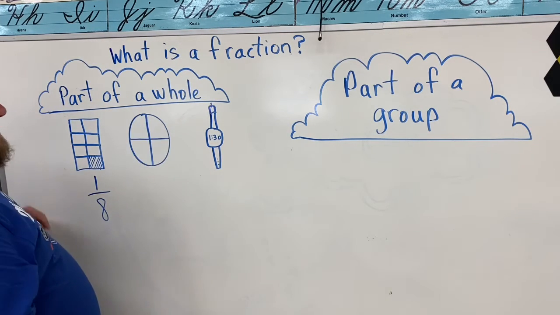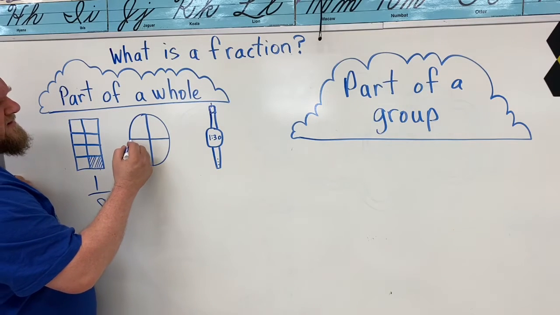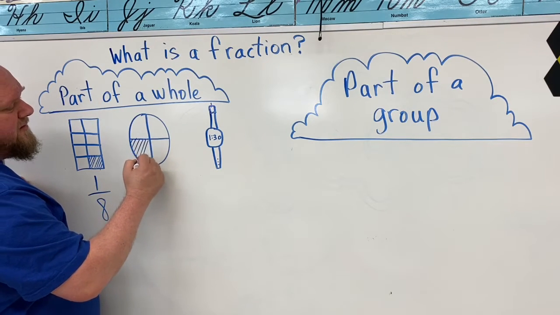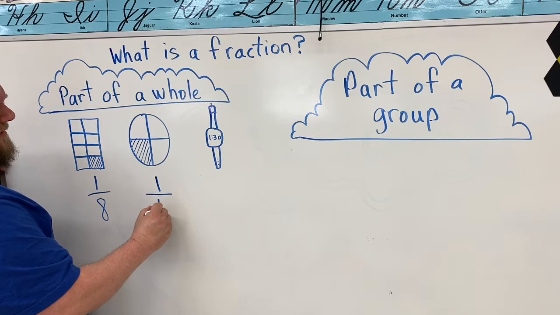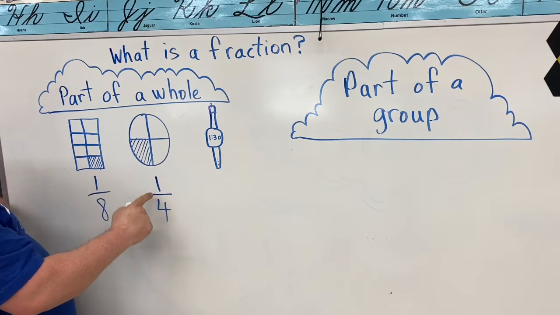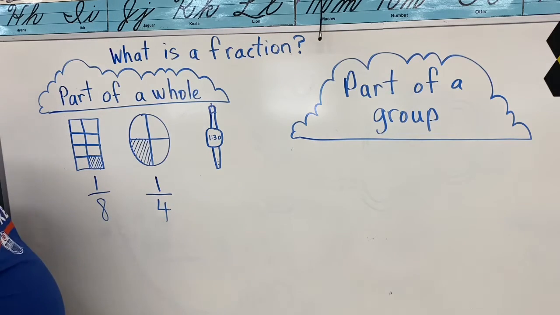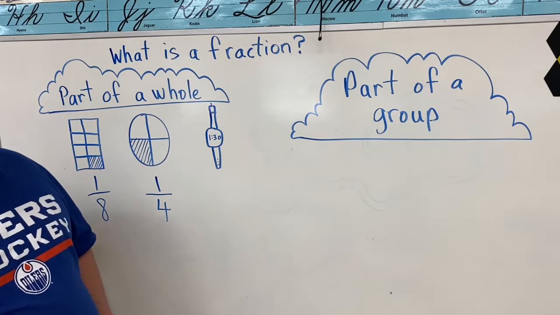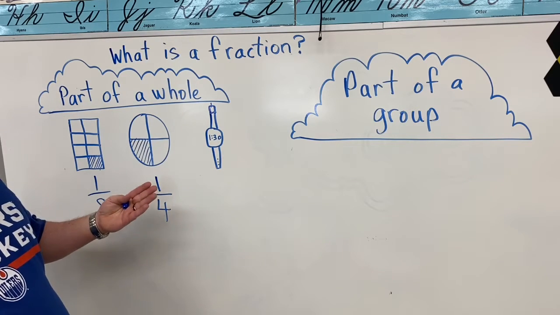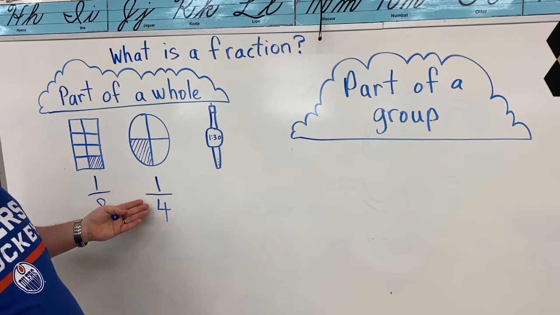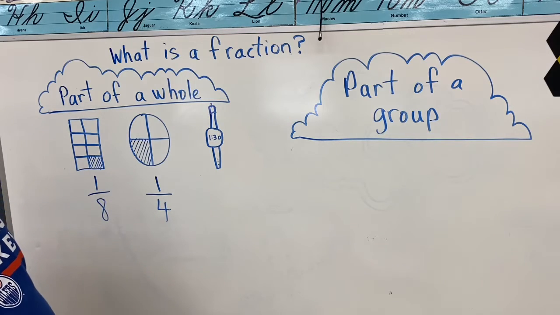Or you could have a pizza. And let's say we have one piece of pizza. There are 4 pieces altogether. So it's 1 out of 4, or 1/4. Or we can even say a quarter. It all means the same thing. A quarter, a fourth, or 1 out of 4.